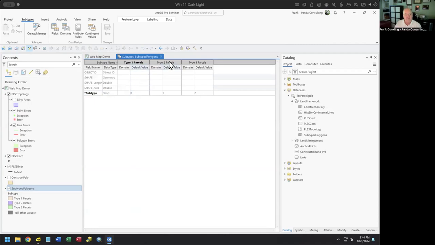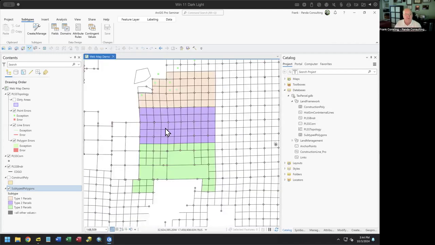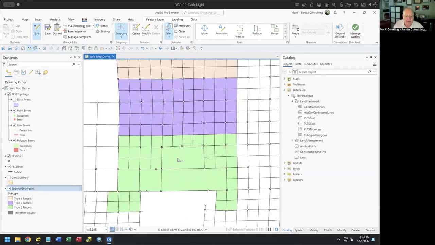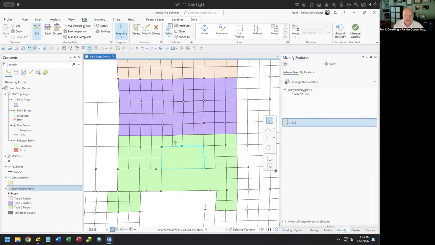Type number one is a parcel. Type number two is this type of parcel. Type number three is that type of parcel. It's all I did. I'm not looking at different coded value domains or anything. I'm just looking at this. So I'm going to go in here and I'm going to make an edit here. And I'm going to take this parcel and I'm going to divide it. All right.